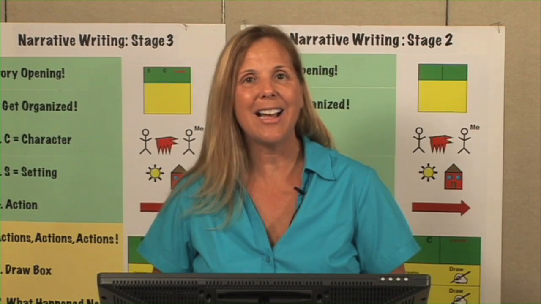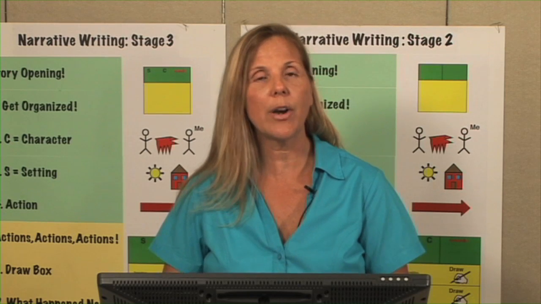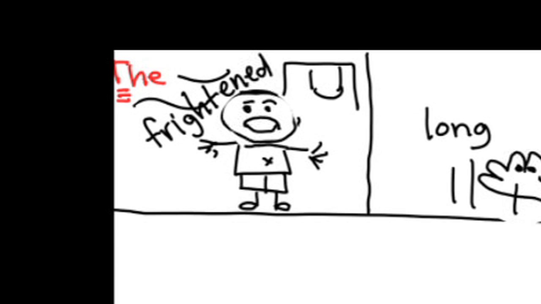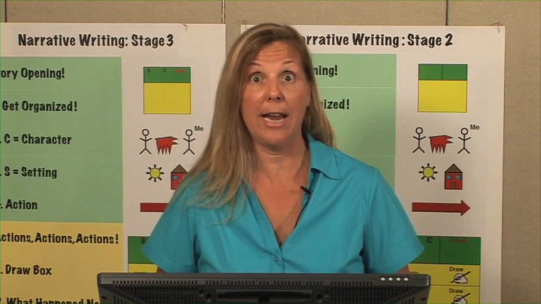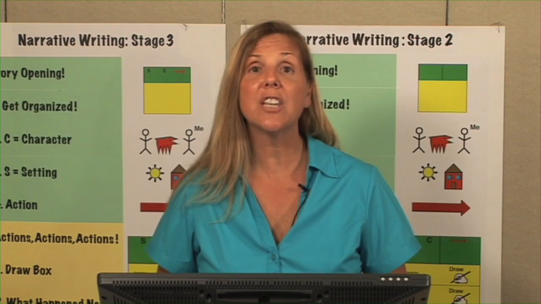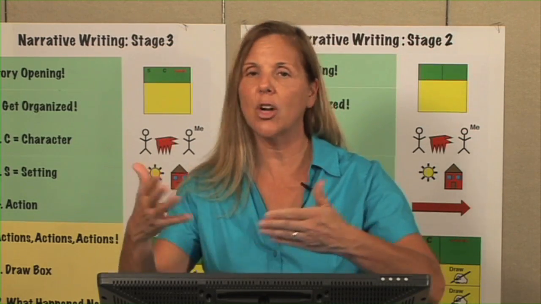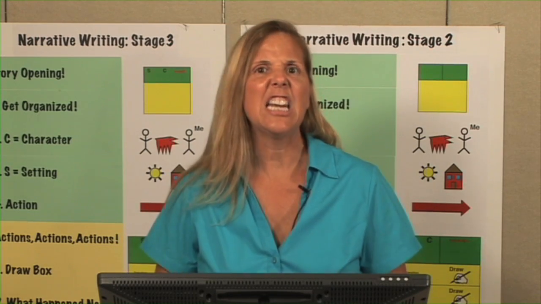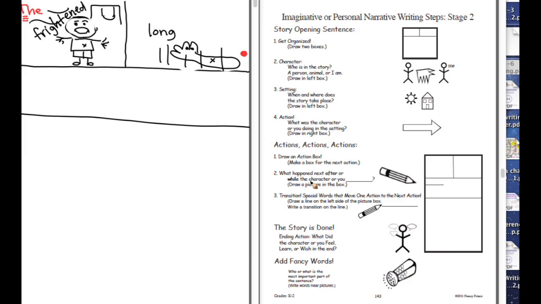So now we have to decide what's going to happen next. First of all, we have two characters in our story. Who's going to do the action? Do we want the snake to do an action or do we want the boy to do an action? Let's have the snake do an action. What would the snake do if the boy screamed at him? And kids then talk to each other and come up with an idea. So maybe he hissed and he rattled his tail. He got upset and hissed and rattled his tail.